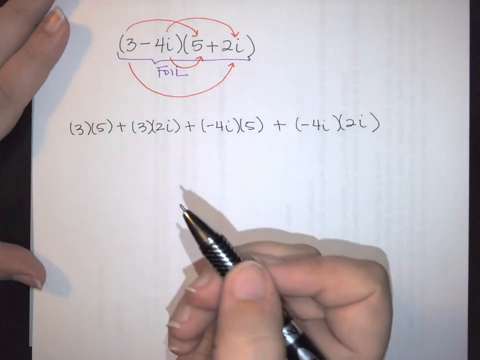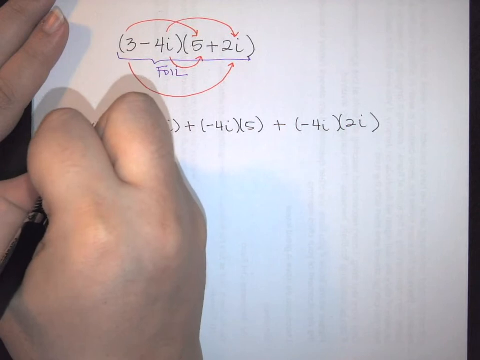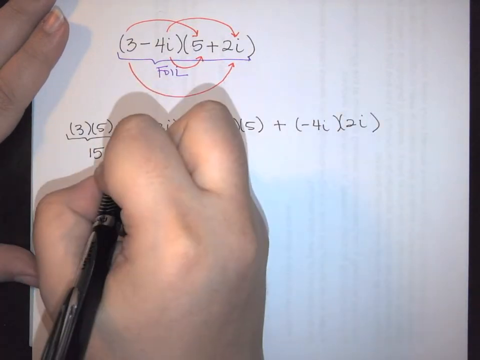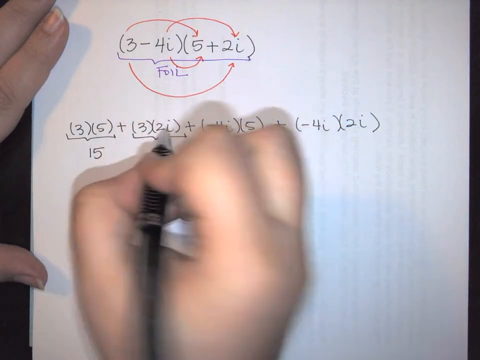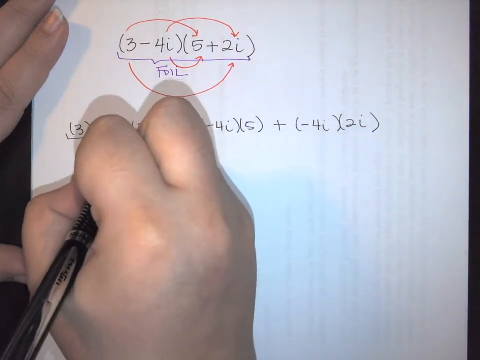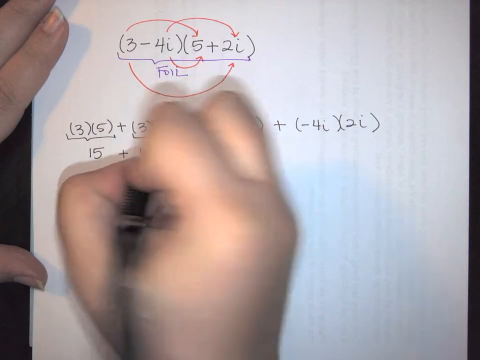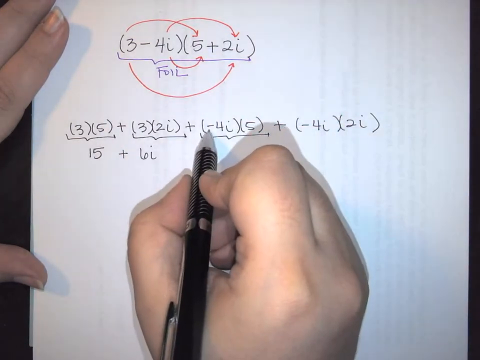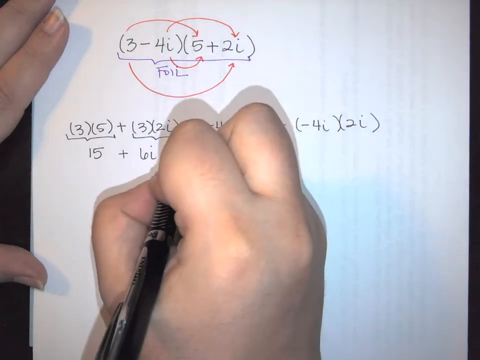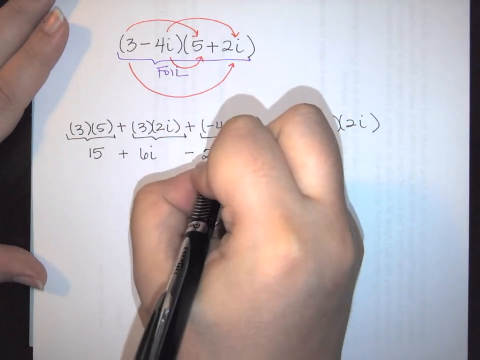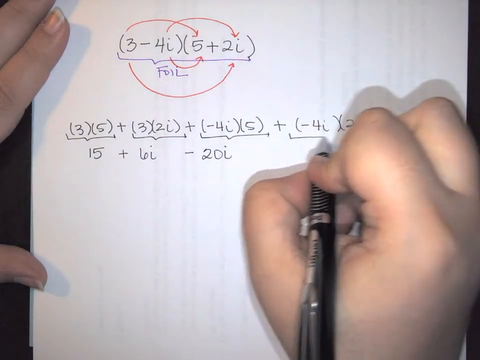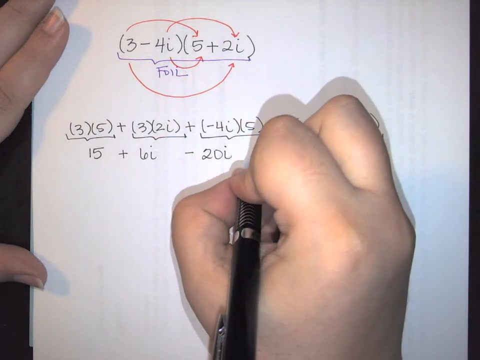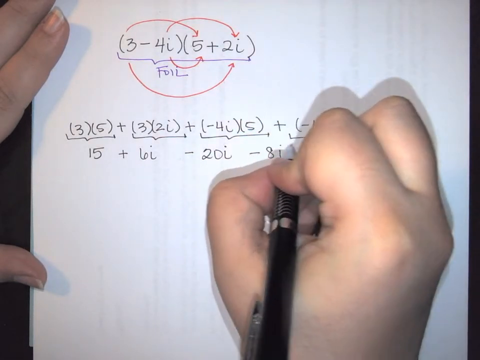So when we look at it, this part, 3 and 5, becomes 15. If we look at this next part here, 3 times 2 is 6, so this becomes positive 6i. If we look at this next part here, we have a negative 4i times 5, which makes it minus 20i. And then in this last part here, I have negative 4i times 2i, which is a negative 8i squared.